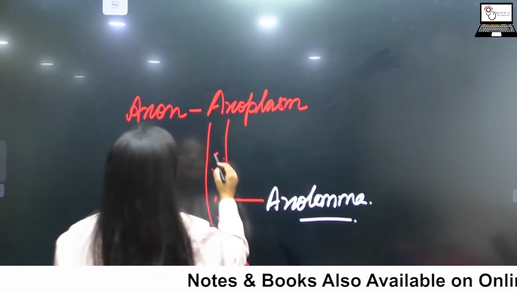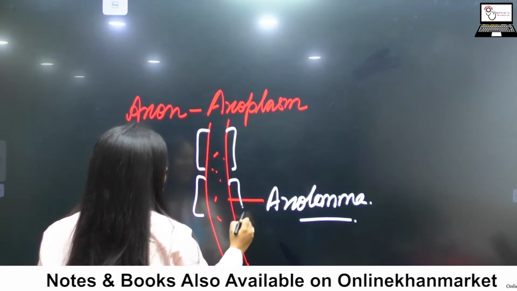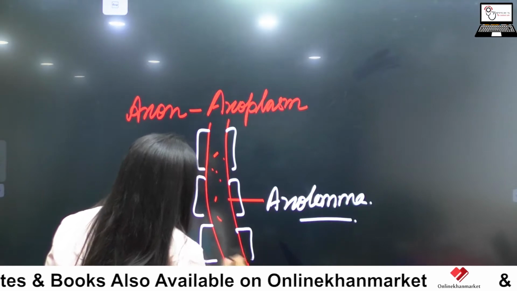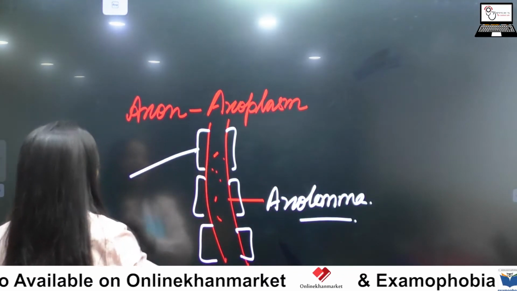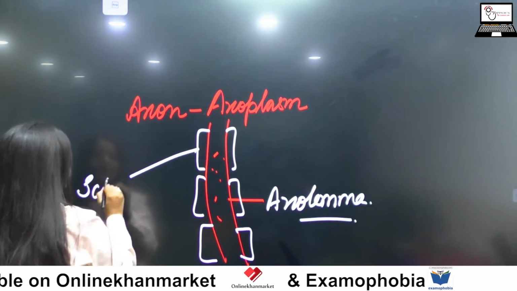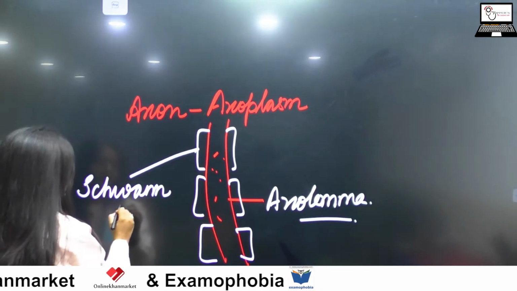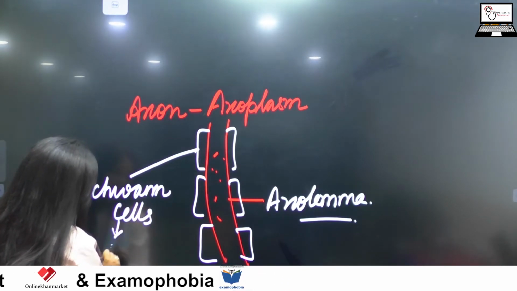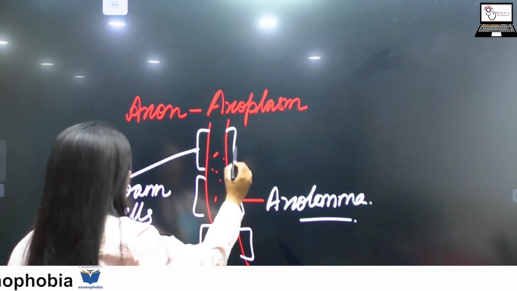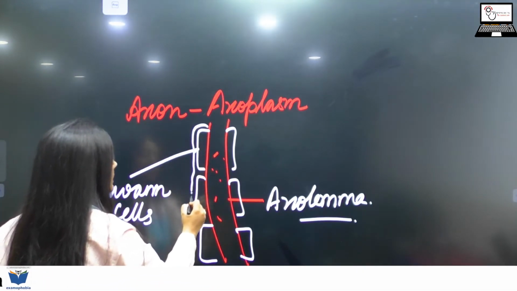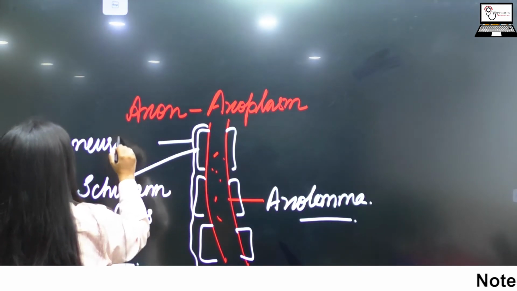You could have noticed a number of glia cells. What are glia cells? Give me a second, I'll explain what we mean by glia cells. So you can notice the glia cells, called Schwann cells in your peripheral nervous system, surrounding the axon. And they are also continuously covered by a layer. This layer is called neurilemma.